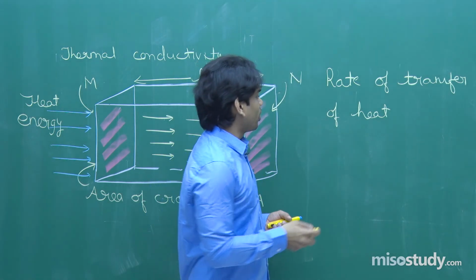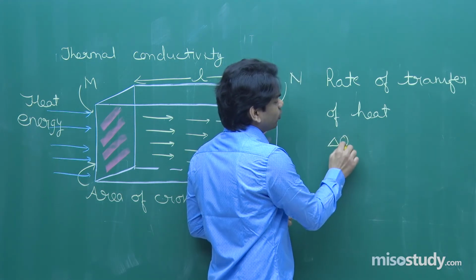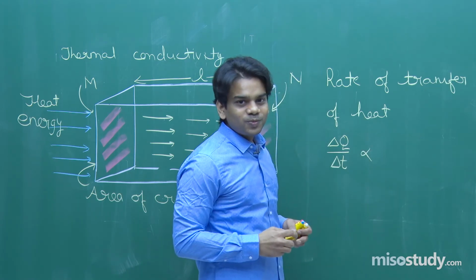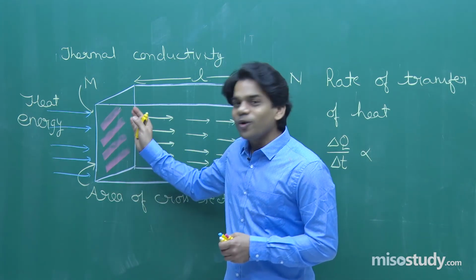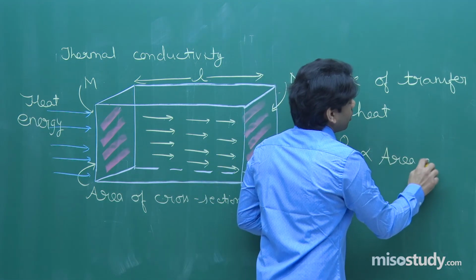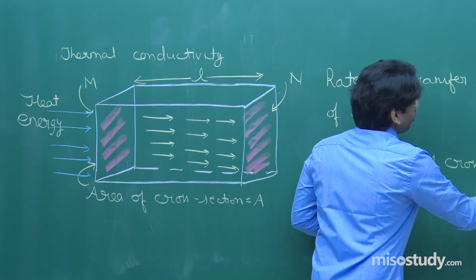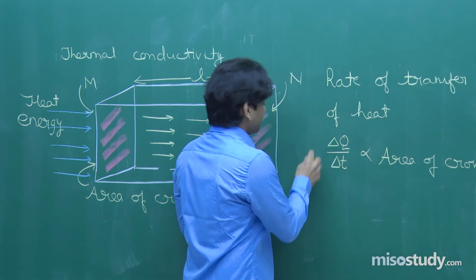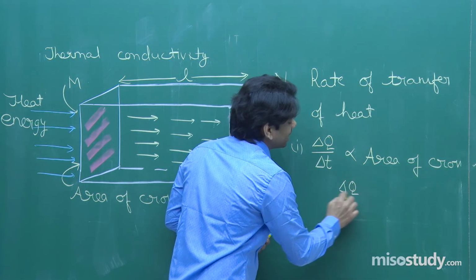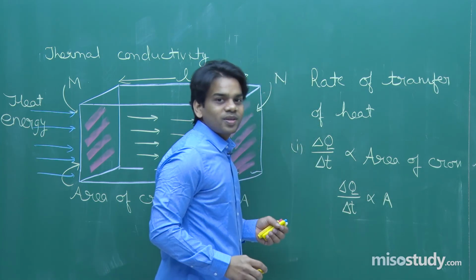Let's talk about, first of all, the rate of transfer of heat. Let me write this as delta Q by delta T. This will be proportional to the area of the cuboid, or area of cross section, that is A, that we have taken. So the first relation that we've obtained is that delta Q by delta T is proportional to area.